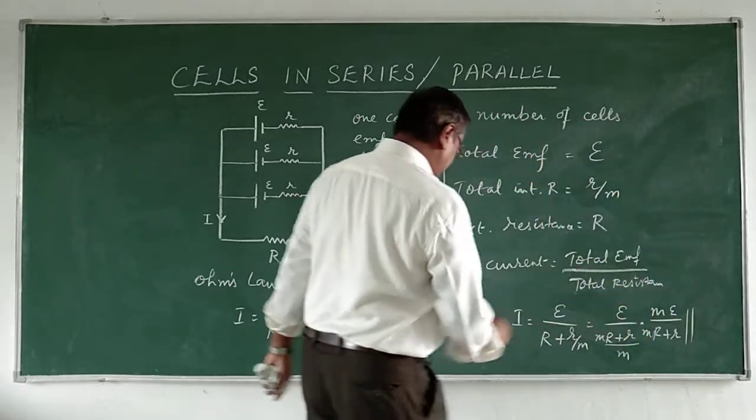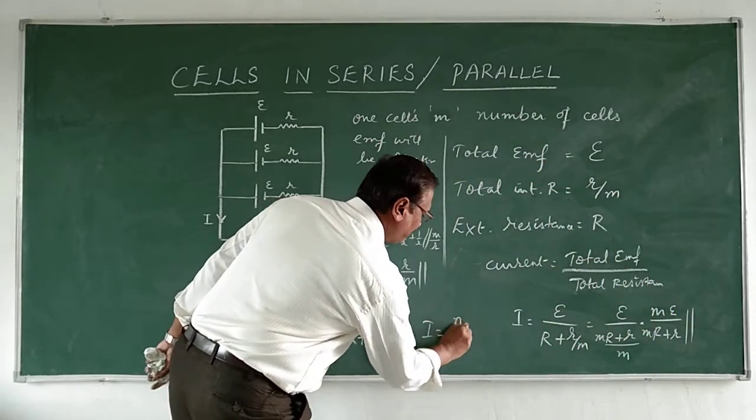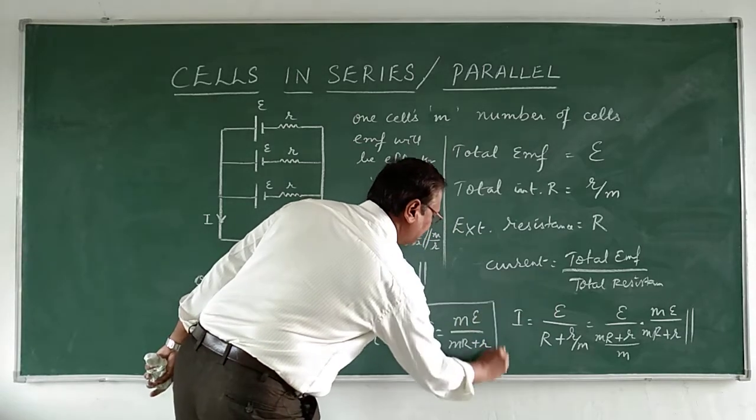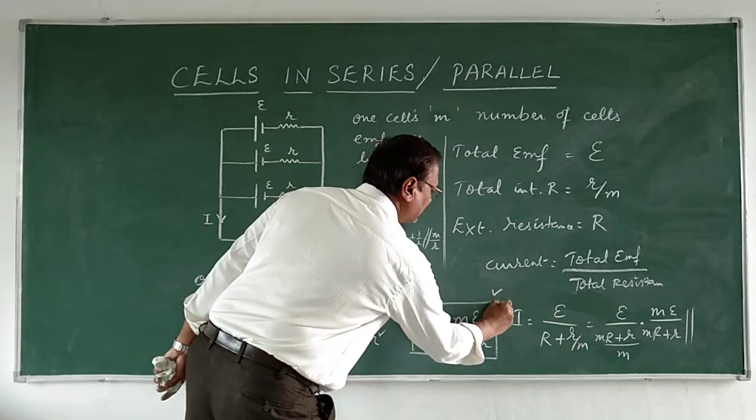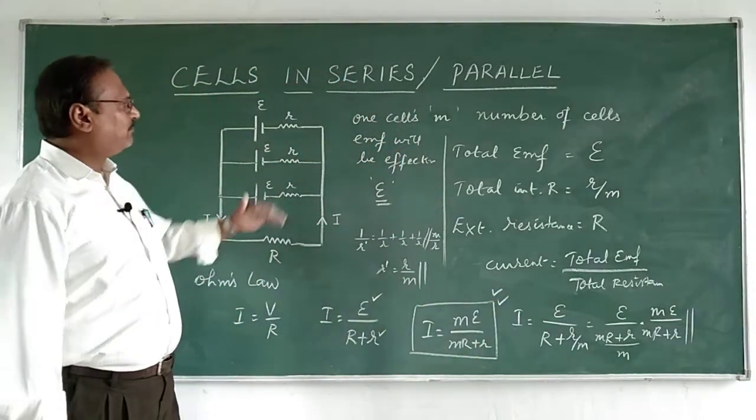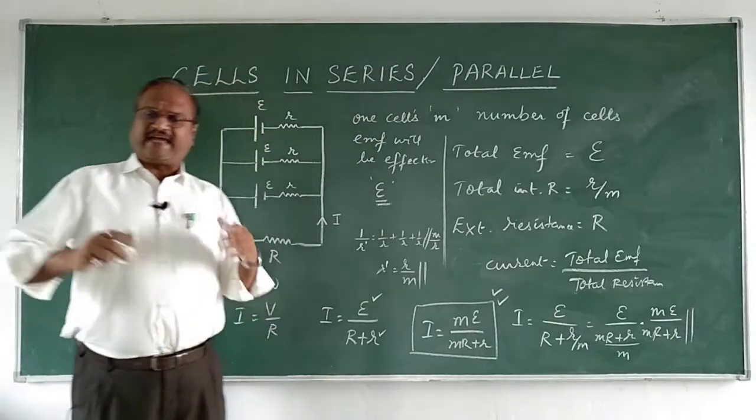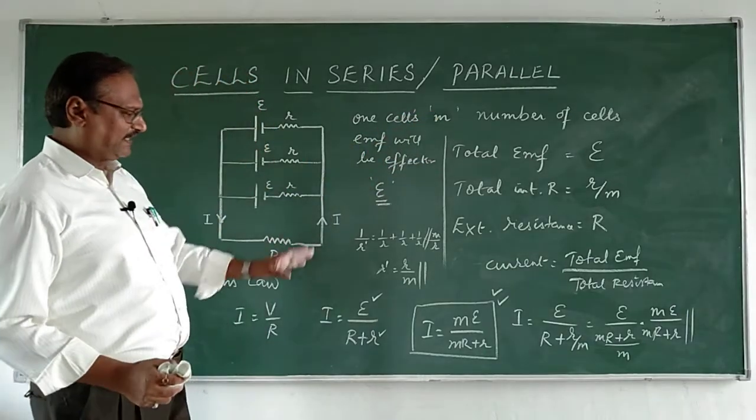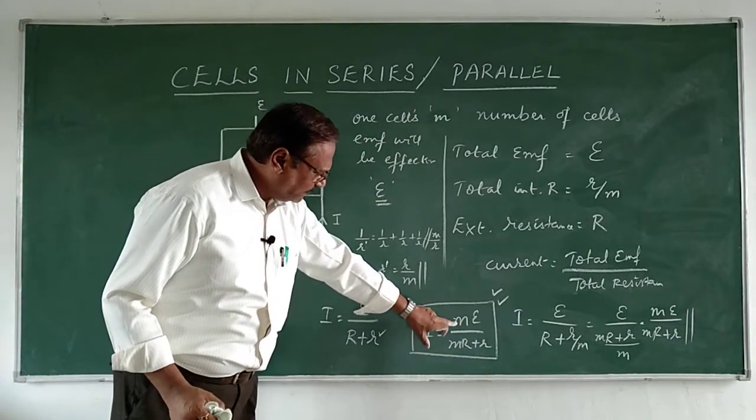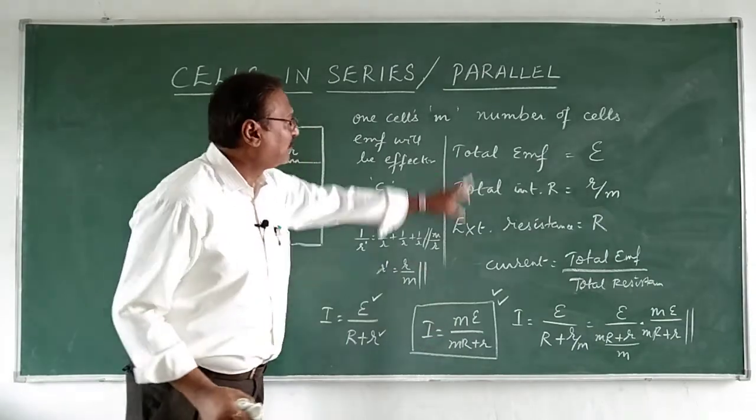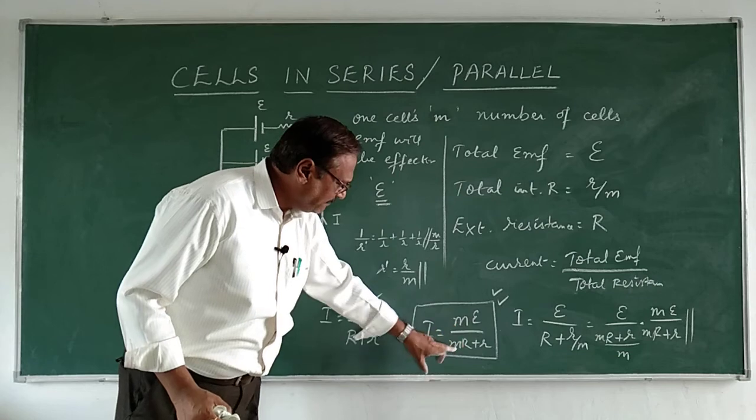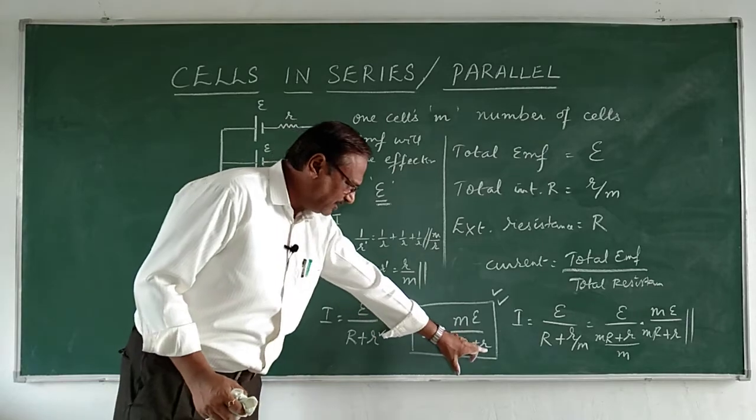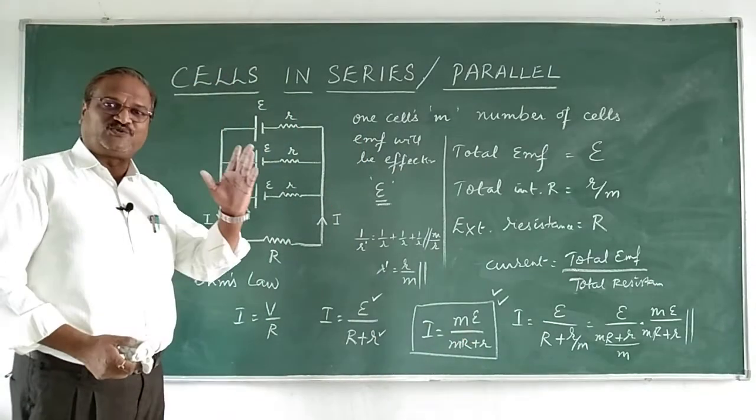So let me write the answer here. Current is equal to m epsilon upon m capital R plus small r, and this is the formula for connecting the cells in the group which is going to be in parallel. N cells we say in series, m cells we say in parallel. You look at the formula, I is equal to m number of cells into epsilon divided by m into capital R external resistance plus small r alone.